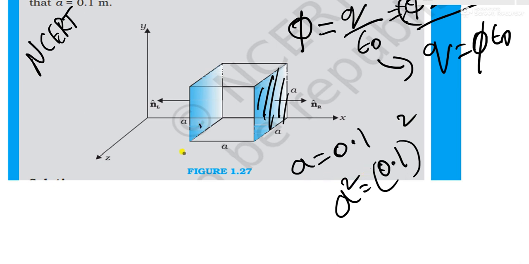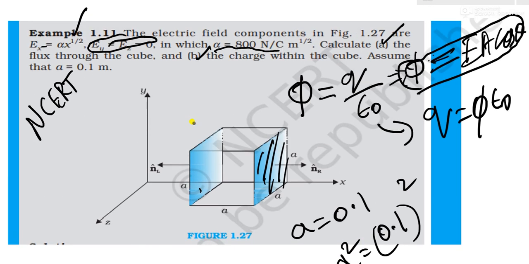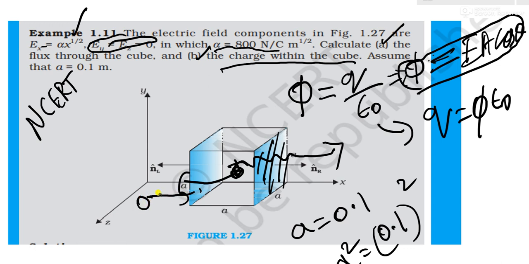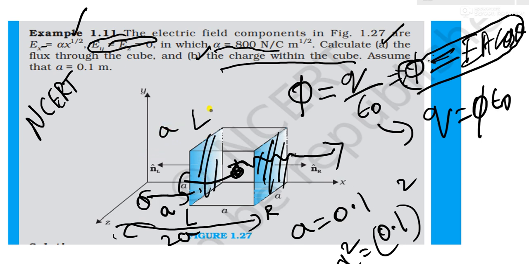Next, they want the electric flux and the charge. They assume the charge is inside the cube, and it's plus q. The electric flux will go through the left side and the right side, both ways, from the origin. The left side is at a distance a, and the right side, from the origin, is at a distance 2a. That's what's given in the problem. From this diagram we come to know the left side is at a distance a, and the right side from the origin is at a distance 2a.